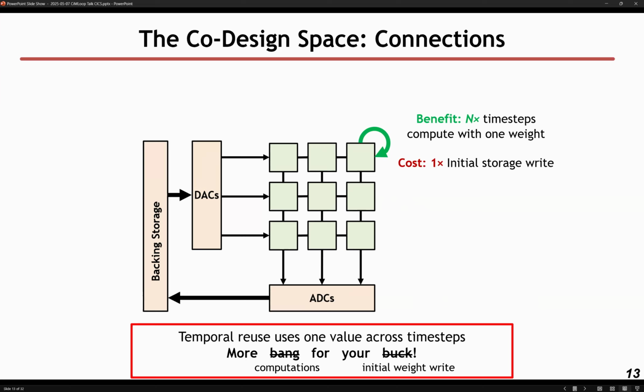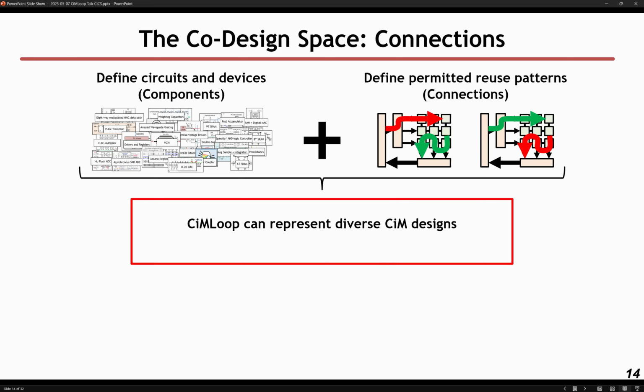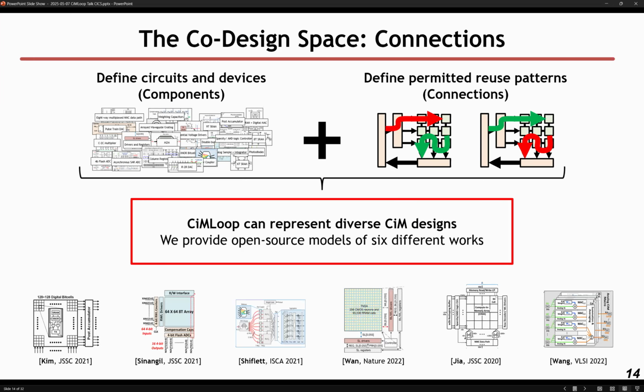So now that we understand both reuse and how components might actually connect together, we can define our system. So we start with our circuits and devices, or our components, and we define how they connect together with permitted reuse patterns. And now we define our system. But you don't have to take my word for it, because we actually provide models that you can look at that show that this is sufficient to accurately model a wide variety of works out there.